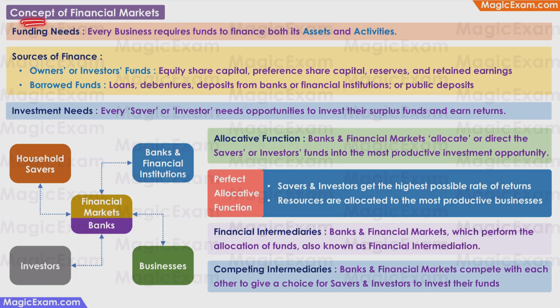Let us start with the concept of financial markets. We have already discussed in the previous chapters that every business needs funds or money to finance both its assets and its activities. There are two sources of funds for any business: owners or investors' funds and borrowed funds.